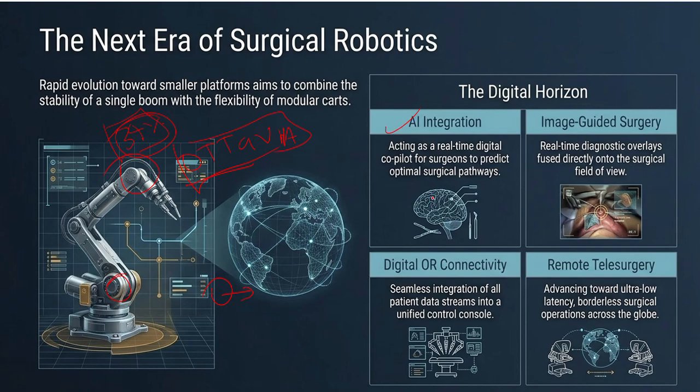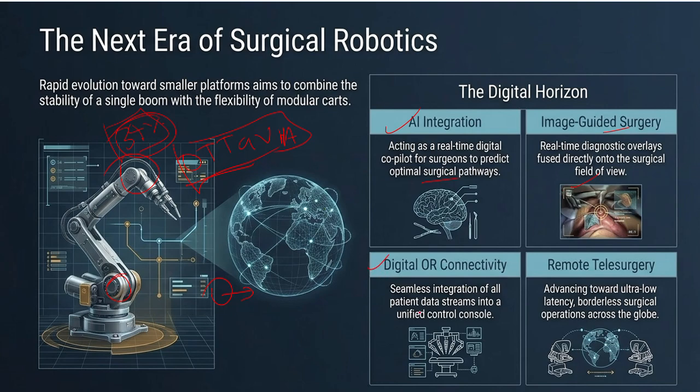And then it comes to AI integration, acting as a real-time digital co-pilot for the surgeon to predict the optimal surgical pathway. According to the surgeon's procedure, the AI can learn, and that will help the surgeon. Okay, and then it comes to image guided surgery. In neuro and others, this is already very popular, with image guided diagnostics and overlay on the surgical field of view.